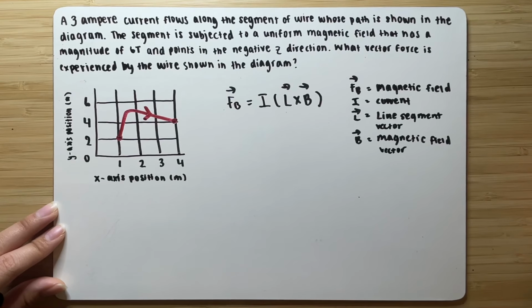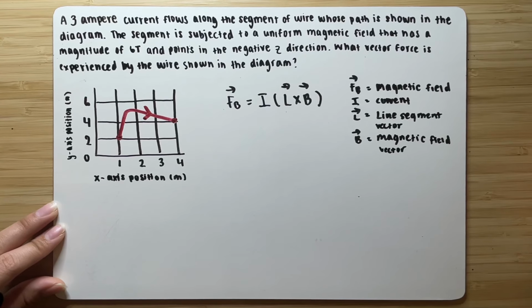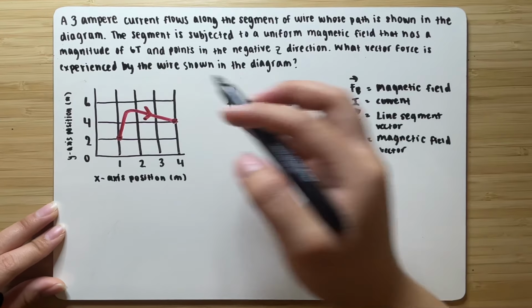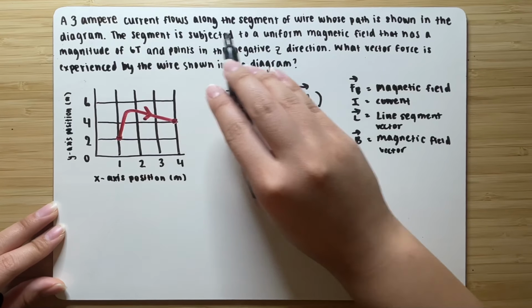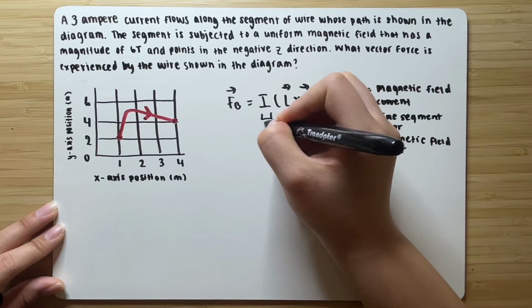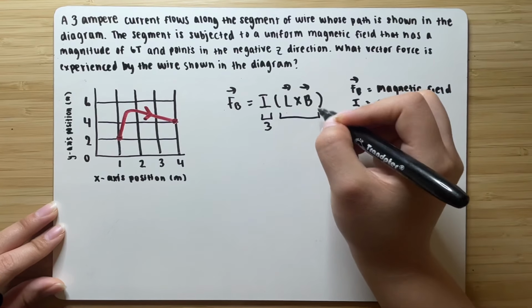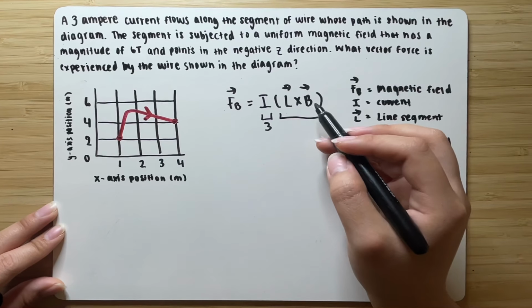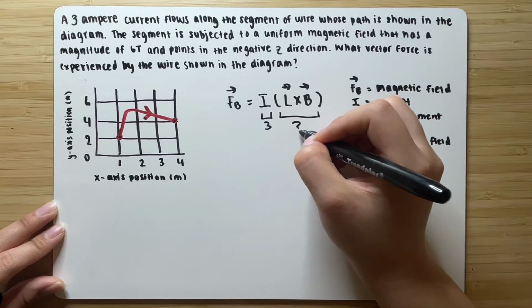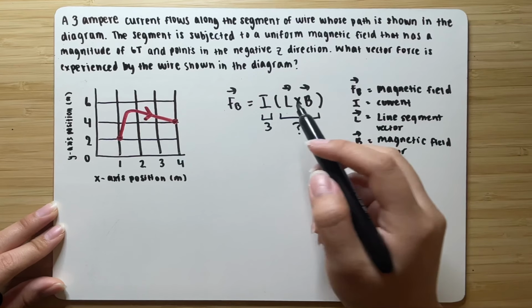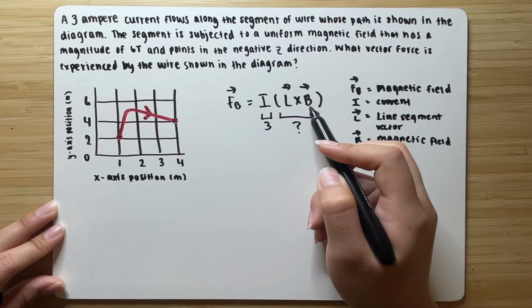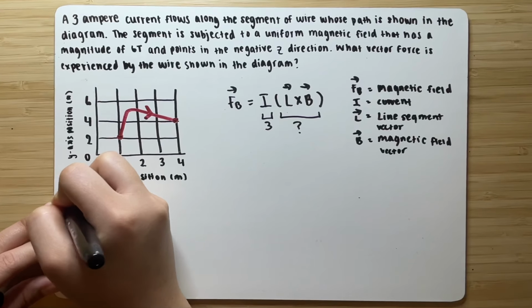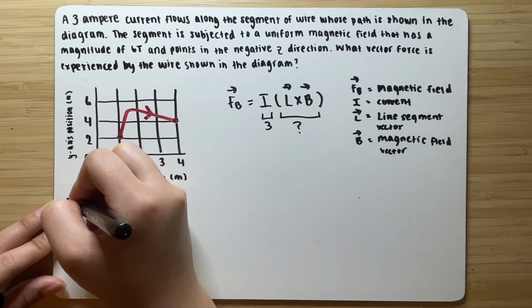Now, looking at this problem, we know that the current is 3 amperes because it says a 3 ampere current flows along the segment. So this is 3. But we don't know what the cross product between the line segment and the magnetic field is, so we need to find this. But to find this, we need to find the vectors for both the L, the line segment, and the magnetic field.